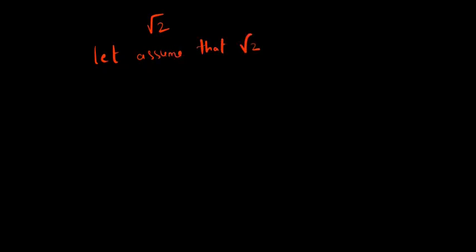We know if a number is rational, it should be represented in the form of a fraction, that is, a ratio. So root 2 should be a fraction, whatever it may be. You can take p by q or a by b, whatever it may be. I will take a by b.